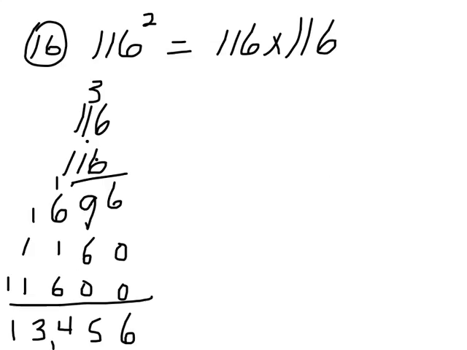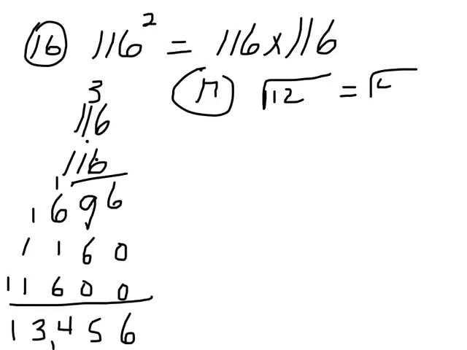Okay, so 17 says the square root of 12 is a rational number. The square root of 12 would be the square root of 4 times 3, which would be 2 square roots of 3. Any number that has this radical left is not going to be rational. So the square root of 12 is not a rational number. But wait a second, they say true in the book. I would say false.